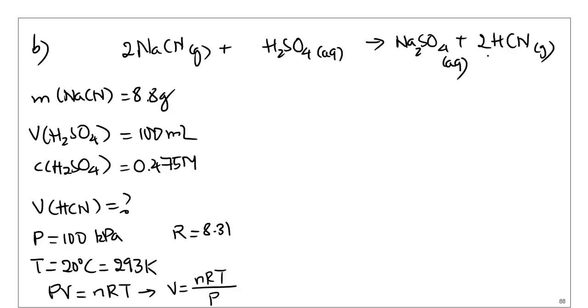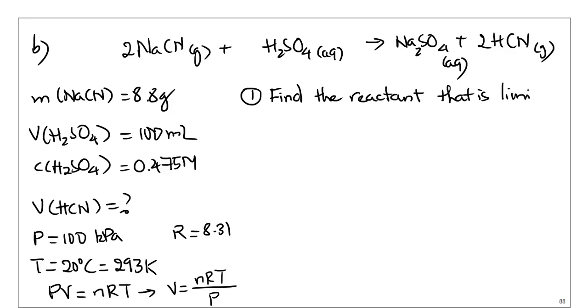And in order to find the number of mole of hydrogen cyanide, it being a product of this chemical reaction, I need to determine which reactant is the limiting reagent and then use the number of mole of that reactant and the mole ratio in the equation to determine the number of mole of hydrogen cyanide. So the first thing I'm going to do is determine the reactant that is limiting. Find the limiting reactant, or the limiting reagent.